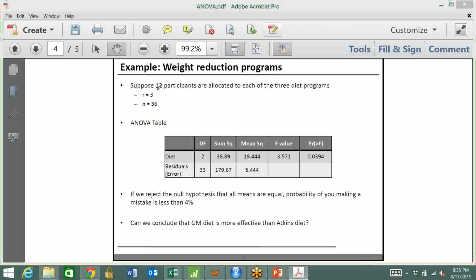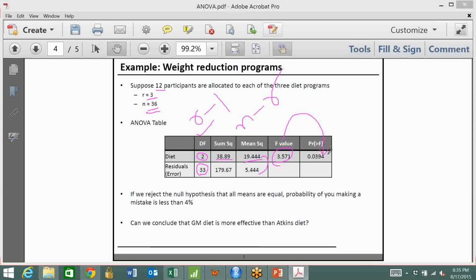Same example. Here, instead of 60 participants, they have taken 12 participants, divided into 3 groups, for a total of 36 people, right? Now, this is how you calculate the ANOVA table. Degrees of freedom, how did you get diet as 2? It's R minus 1. Here, how did you get 33? It is N minus R. Then we have the formula for sum of squares, and then you go ahead with the mean sum of squares. If I divide these two, I'll get the F value, and for the probability of F greater than or equal to this F, you will get this value.